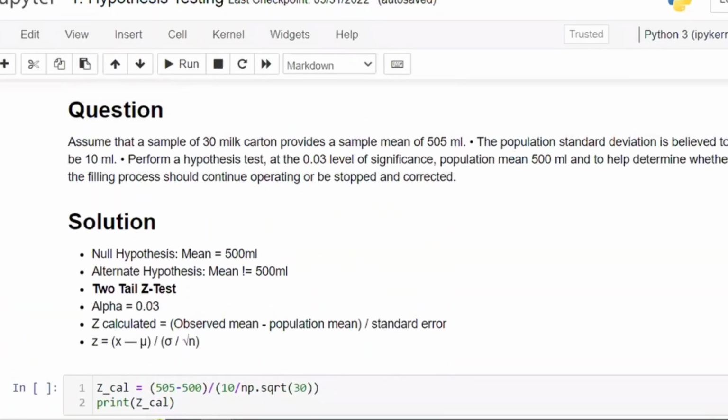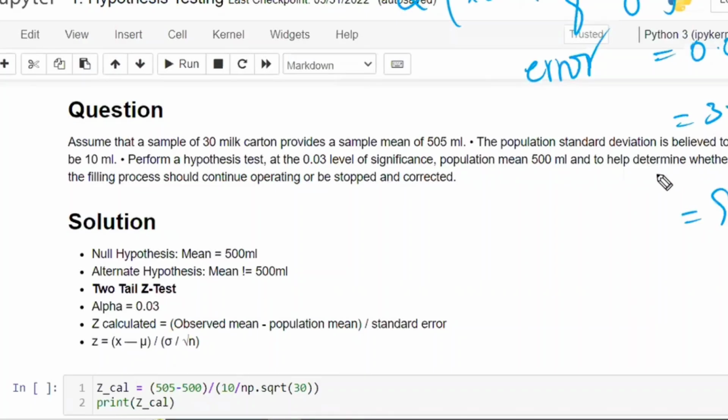In this given question, what is the level of significance? Alpha is equal to 0.03. Alpha means nothing but the level of significance. Level of significance means what percent of error you are accepting. That is, 0.03 means 3% error you are accepting, which means you want 97% correct. You require 97% correctly; your acceptance of error is 3%.